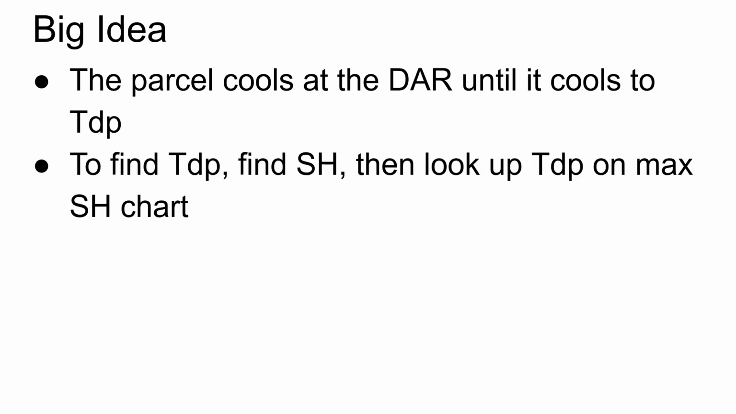To find the dew point temperature, you need to know the specific humidity of the parcel. I will always give you either what the specific humidity is or the dew point temperature or the relative humidity. Like I keep saying, if you know one of those, you can look it up on the maximum specific humidity chart and figure out what the other 3 are. So if you know what the specific humidity is, you look it up on the maximum specific humidity chart and find the dew point temperature.